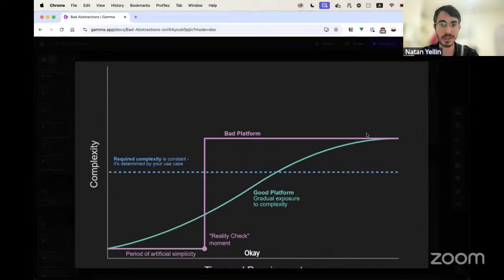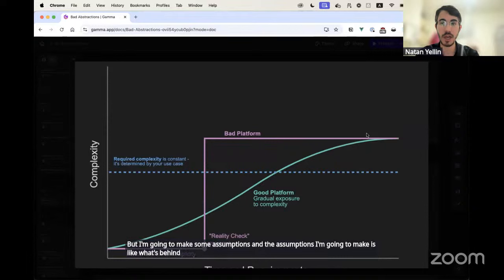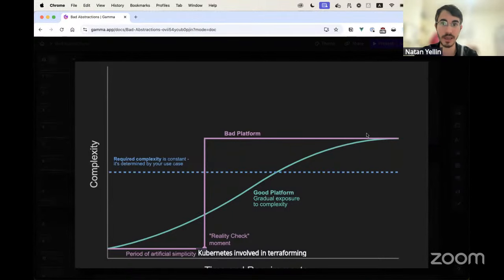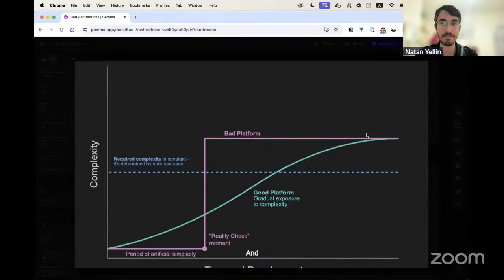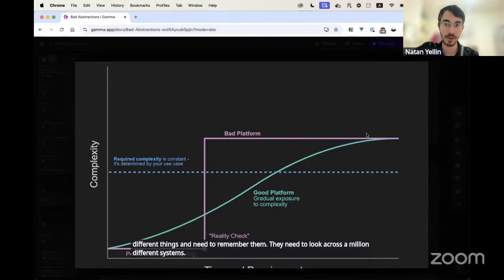Okay, I love this question. I absolutely love this question. I'm going to make some assumptions again, and then I'm going to answer that. What's behind this question is that you're probably in a big enterprise organization, and there are a ton of different technologies, like Kubernetes and Vault and Terraform and the observability tools and logging and a separate tool for metrics and traces and all these other things. Today it's a big pain because developers need to know about all those different things. They need to remember them. They need to look across a million different systems, and they don't even know where to go.